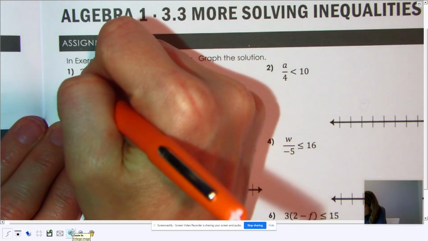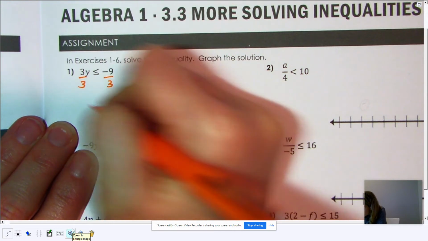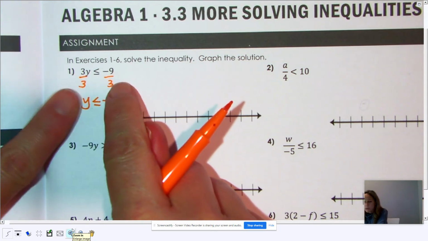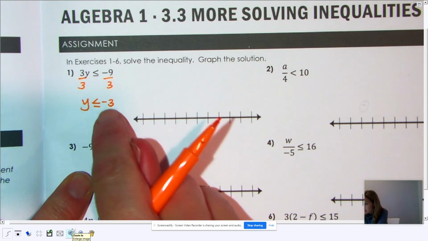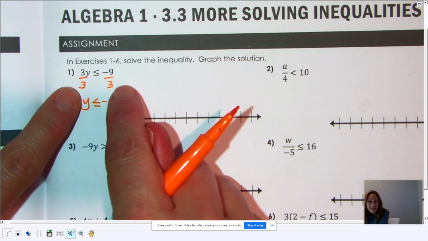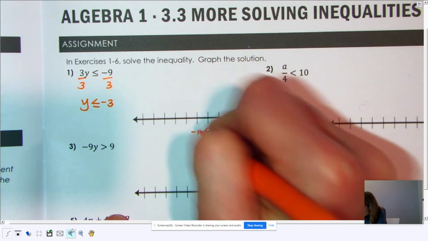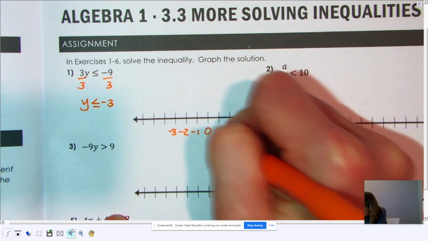This one, we're going to divide by 3 on both sides. So we get y is less than or equal to -3. Again, we just put a positive on both sides. There was a negative over here, but since we weren't multiplying by a negative on both sides, we do not flip the sign. So 0, -1, -2, -3.